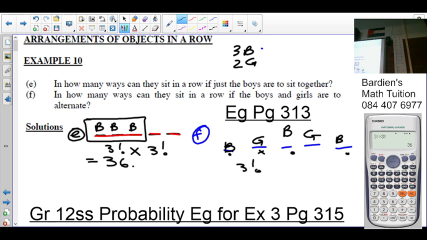How many options do I have for this seat? 2. So it's 2 and 1. So it's 2 factorial. Can a girl sit first? No. So that's the only combination here. So it's 3 factorial times 2 factorial, which gives you 12. 3 factorial times 2 factorial is 12. Okay. So any confusion there? So with that you should be able to answer exercise 3. Alright.